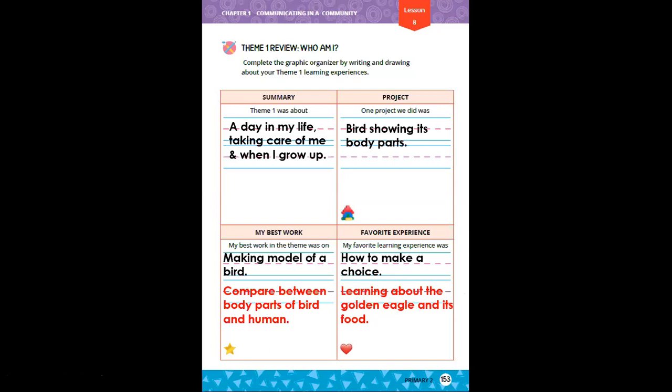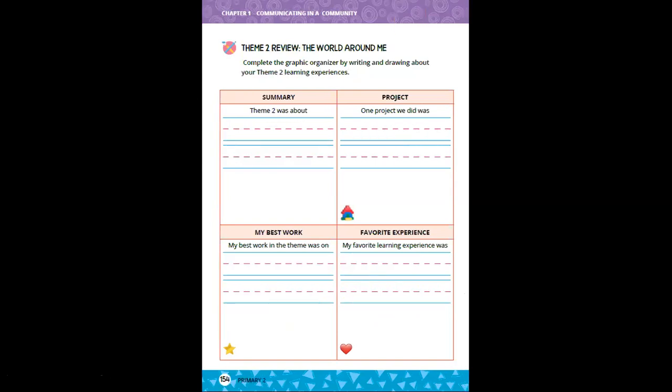Now, let's do the same for theme 2 on page 154. Let's write the summary of theme 2 together. Theme 2 was about what is in the night sky. Do you remember? Our project was drawing our favorite constellation. Excellent.